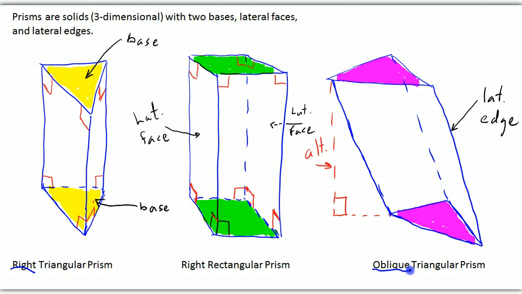And this is an oblique triangular prism because these are not right angles here. The lateral faces are not perpendicular to the bases. Okay? We are almost exclusively going to work with right prisms. Okay? Right prisms.